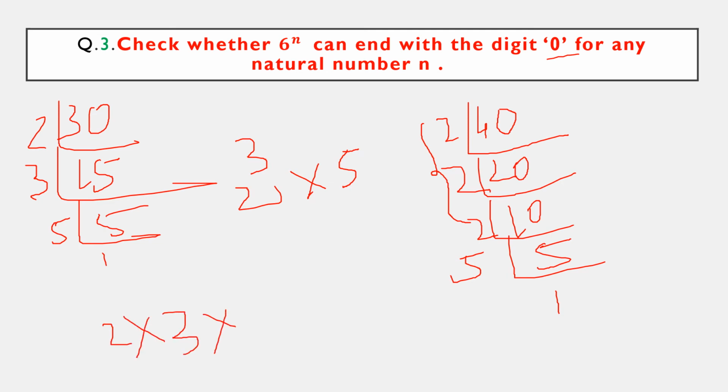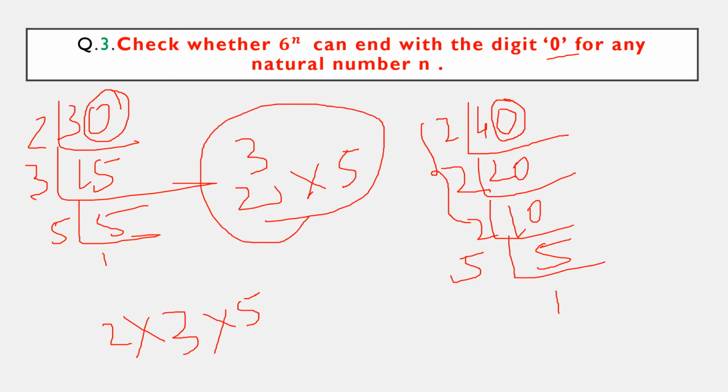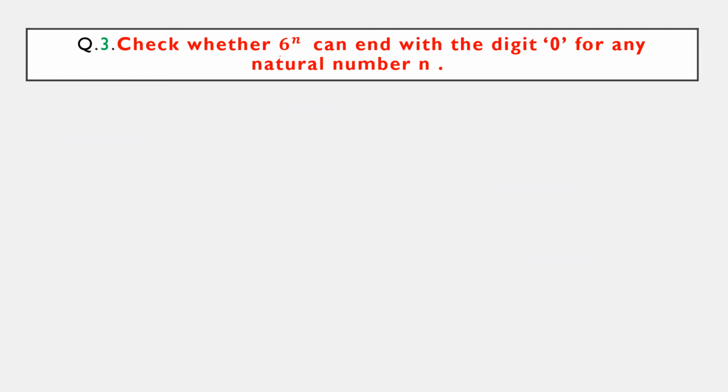Right, if you observe carefully, if a number is ending with a digit 0, in its prime factorization you will compulsorily have 2 and 5. Okay, here also you have 2 and 5. In its prime factorization you should have the prime factors 2 and 5. Then only the number ends with digit 0. Okay, so here he asks that check whether 6 power n can end with digit 0.